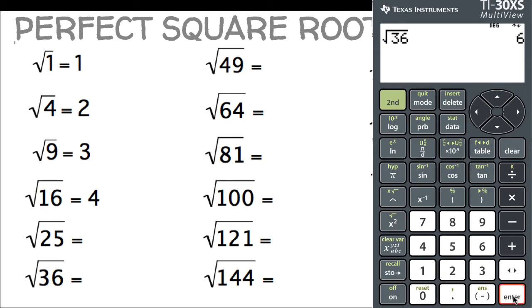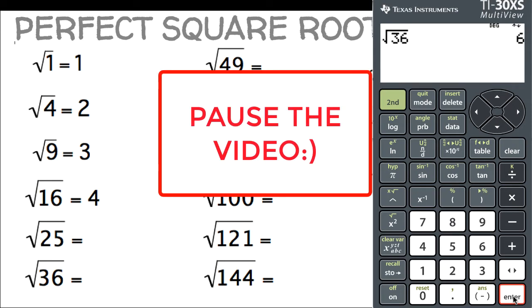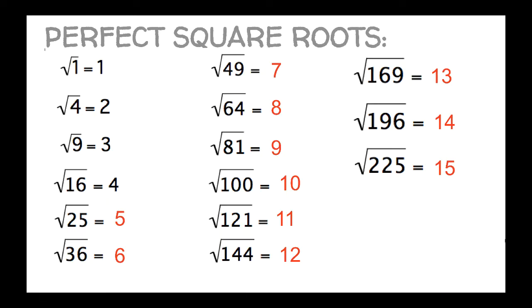36, 6. What I'd like you to do is pause the video and use your calculator, or maybe you don't need to use your calculator, to find the remaining perfect squares that are in your notes. Go ahead and check your perfect square root answers with mine and make sure you have them filled in your notes accurately. Now, we could go on and on forever, right? Numbers go on and on for forever, so perfect square roots are going to go on for forever.